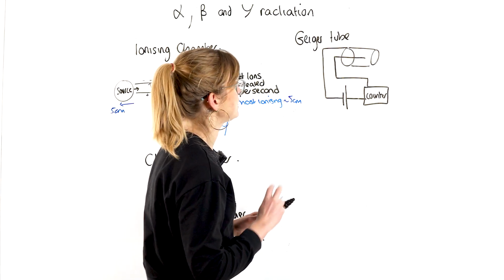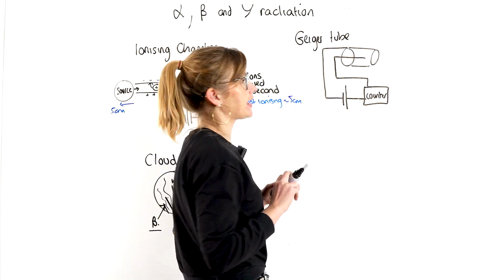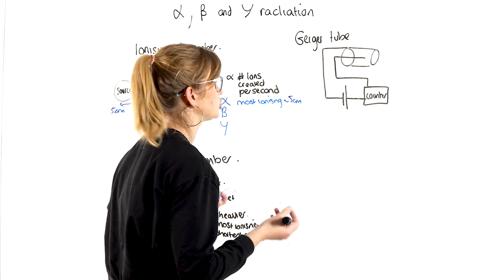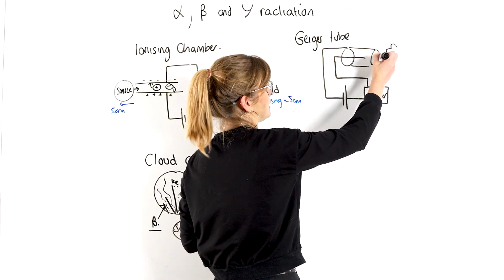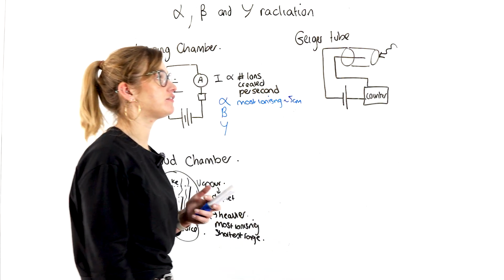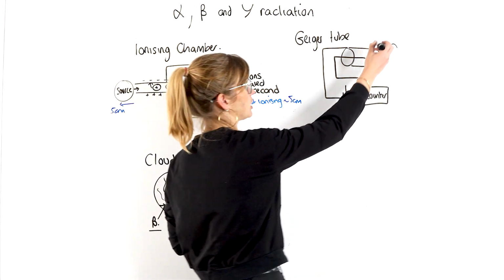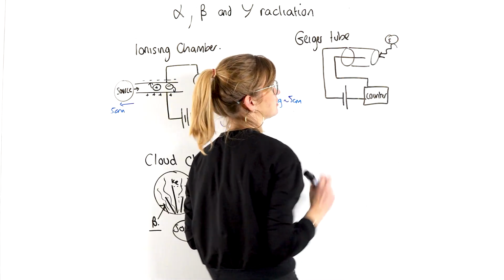Okay, the last one then is our Geiger tube. So Geiger tube, you probably heard about in your GCSEs. A Geiger tube, again, is a way to measure radiation. So what happens is we have radiation coming in here, and we want to figure out, is it alpha, beta, or gamma radiation coming in? So we're trying to figure out what is in our source, okay?